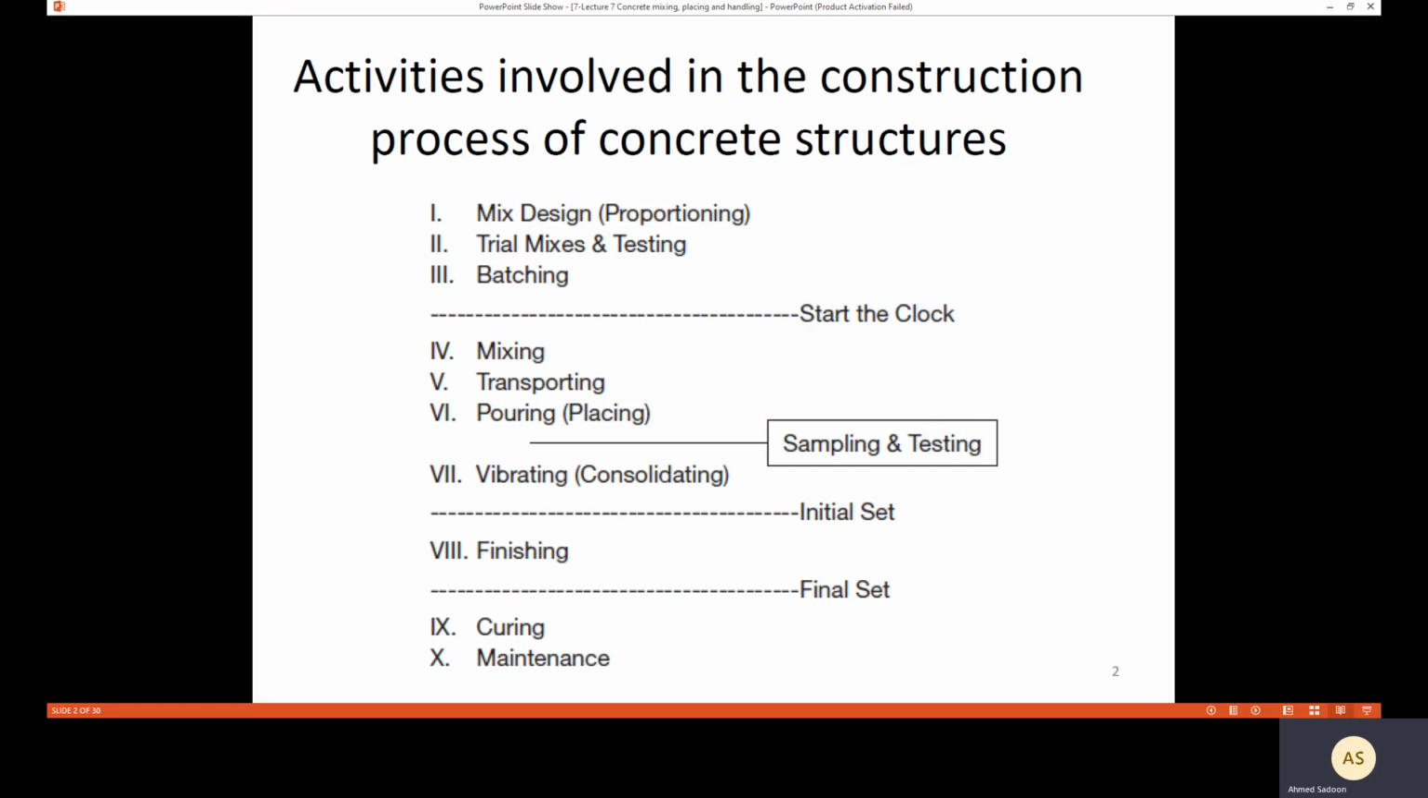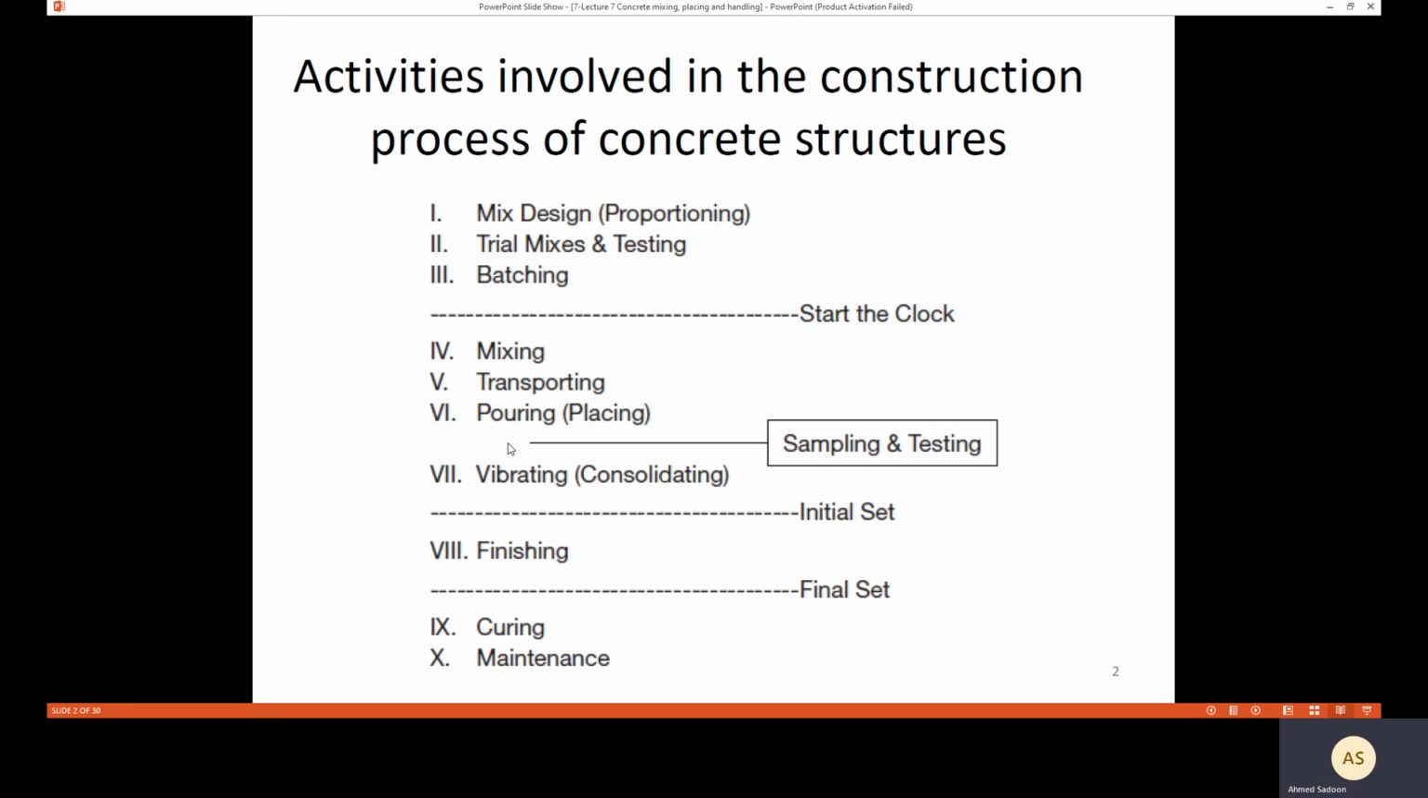In the mixing process, we are going to mix all the ingredients of the concrete until they become uniform in appearance. Then after we finish the mixing process, we need to transport the concrete to the job site. Then after transporting the concrete to the job site, we need to place the concrete inside the structural elements. And during this process, we need to take samples and test the concrete. Mainly, we need to test the slump and the air content, and also we need to take samples, cylindrical and flexural or beam samples, so that we determine the flexural strength and the compressive strength of the concrete.